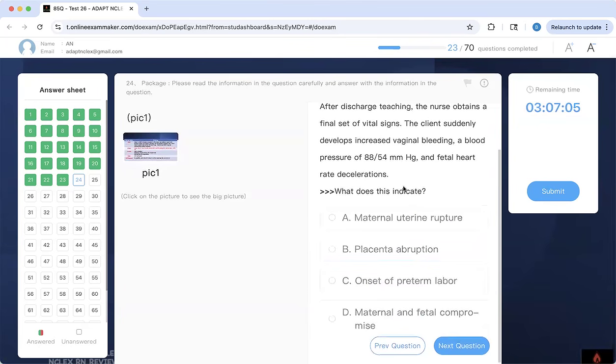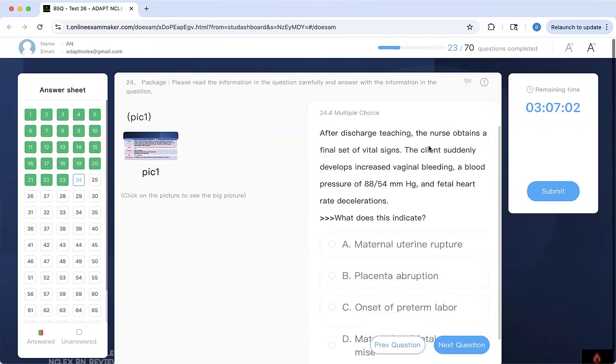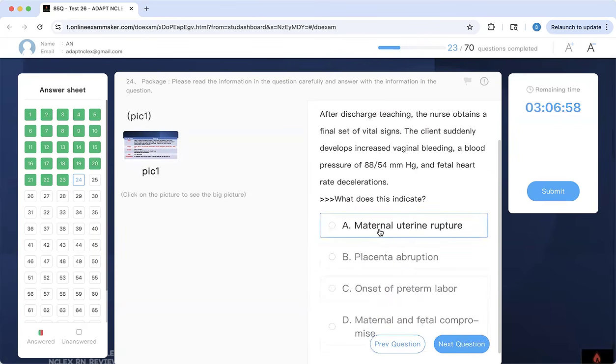After the nurse has provided discharge teaching, the nurse obtains a final set of vitals. So she checked the vitals. The client suddenly developed vaginal bleeding. Now she's bleeding again. A blood pressure of 88/54, not doing well, and fetal heart rate showing deceleration. Now the baby is in trouble, mommy is bleeding, and now she's in shock.